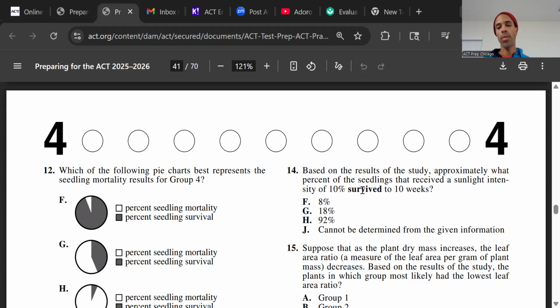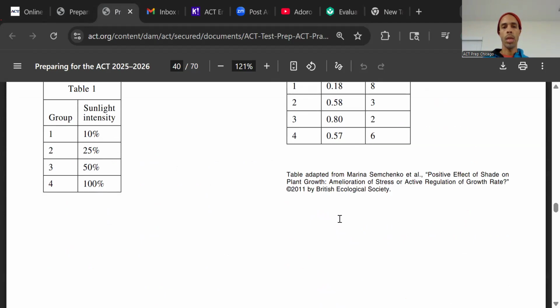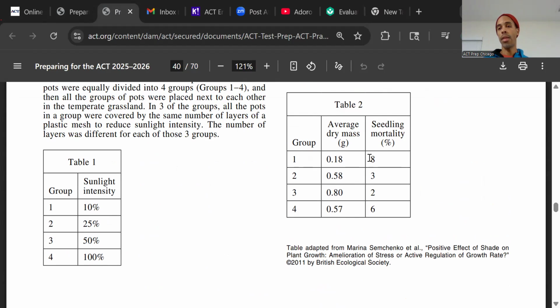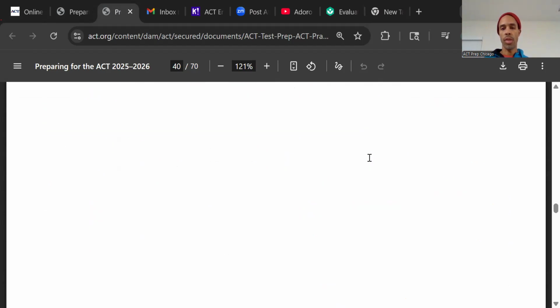Survived. So if the mortality rate was 8%, that means 92% survived. It would be H. 100% is the whole thing. Group one had a sunlight intensity of 10% and an 8% mortality, which means 8% of the seedlings died. That's what mortality means, which means the rest survive. So 100% minus 8% would be 92% survive.